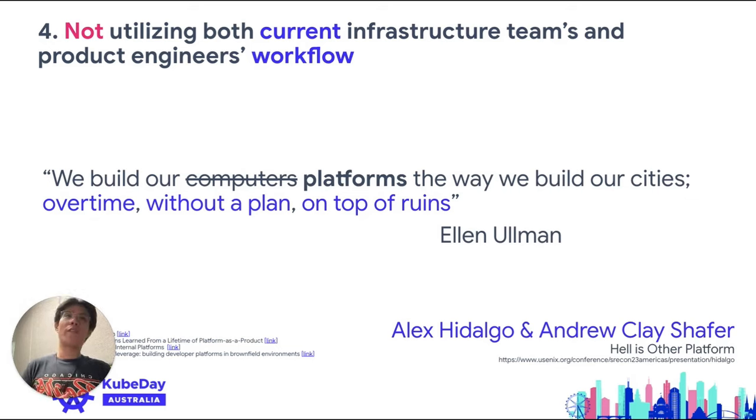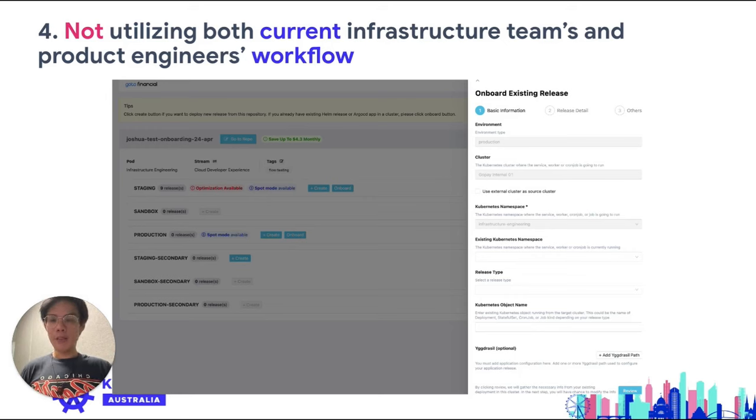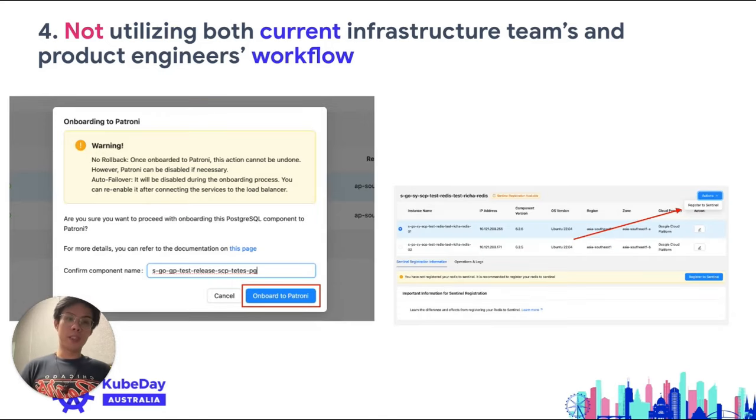Then we also have the behavior to rewrite something and start from the ground up, and we need to meet in the middle, from our current boots, not just the infrastructure and product engineers' workflow, to the one that we want to introduce to them. So when we want to onboard them to our platform, they could just input, for example, the name of the running services on Kubernetes, and it will read all the metadata. When we want to introduce Patroni to their Postgres, we make it as seamless as possible, and not just on migration.